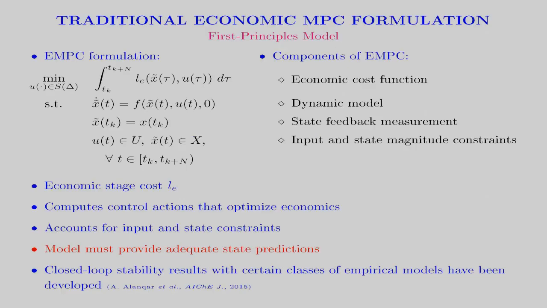Traditional economic model predictive control seeks to minimize an economic cost function with respect to a dynamic process model, a state measurement, and input and state constraints. In minimizing the cost function, the controller solves for the most optimal inputs at each sampling period over a prediction horizon, and implements the first calculated input in sample and hold for one sampling period until a new state measurement is received, and then the optimization problem is solved again.